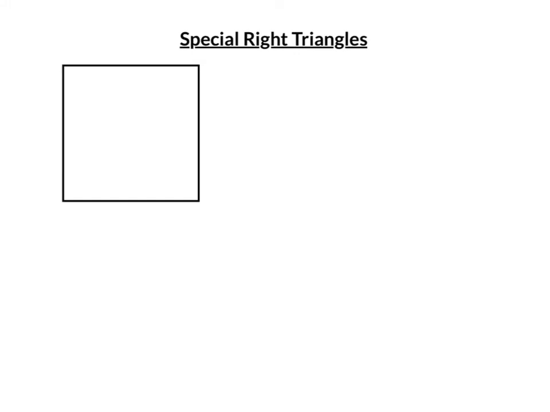Special right triangles are triangles that we use a lot in mathematics in a variety of situations. In this class, we will use them in area and volume and also in trigonometry. The first special right triangle comes from a square. What they did was call each side 1.